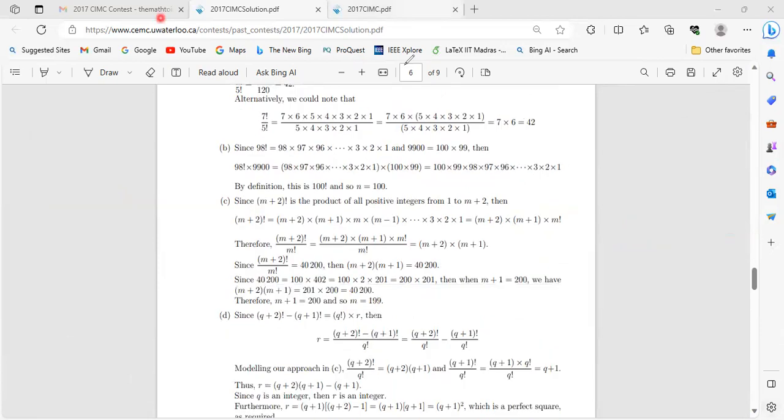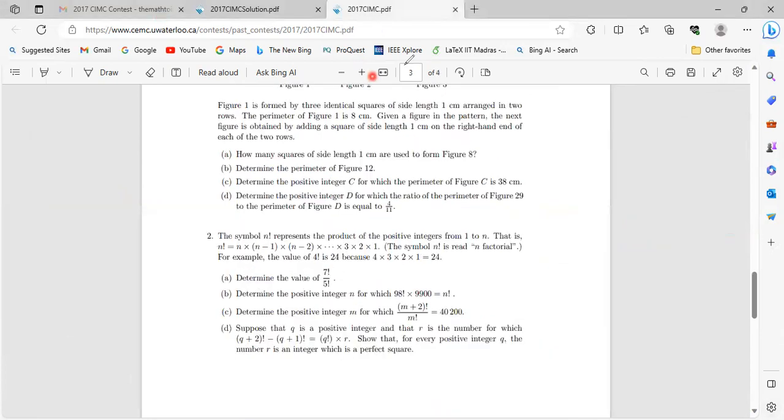Okay. Now can you try the C from this? Question C, from the 2: m plus 2 factorial by m factorial is equal to 40200. Yeah. Oh, okay. Maybe I get it.